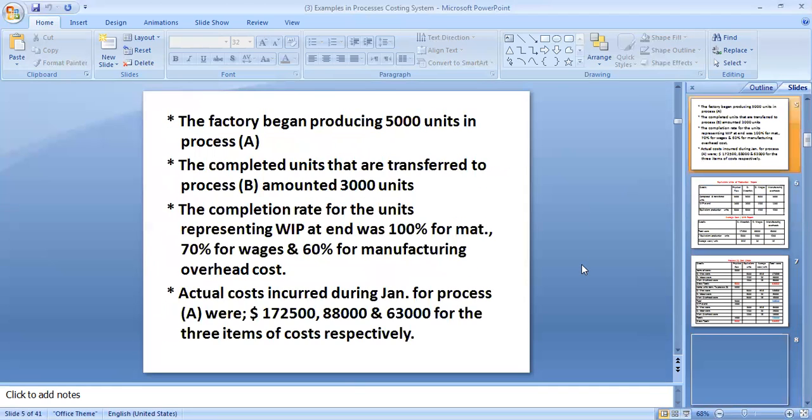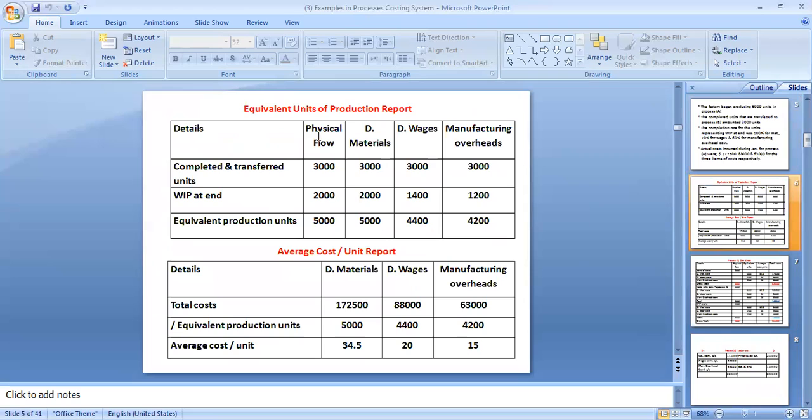And I told you that the equivalent units of production report has a physical flow column. This physical flow column, in the PowerPoint we explained, gives the first step that we began with plus so much equals the total. The direct material column is the same in the PowerPoint. But in the PowerPoint, I haven't direct wages and manufacturing overhead columns, but he added them together in one column and called it conversion cost.